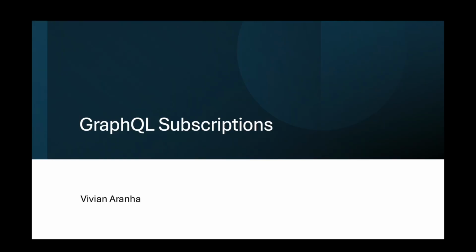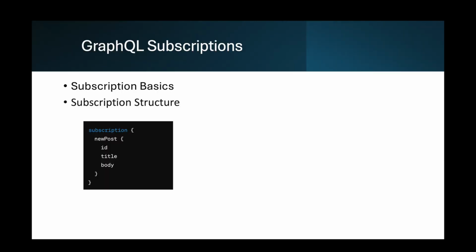GraphQL subscriptions. Now let's go over some of the subscription basics. GraphQL subscriptions enable real-time communication between clients and servers by allowing clients to subscribe to events or data changes on the server. Unlike queries and mutations, which are request-response based, subscriptions establish a persistent connection between the client and the server, enabling the server to push updates to the clients as soon as they occur.